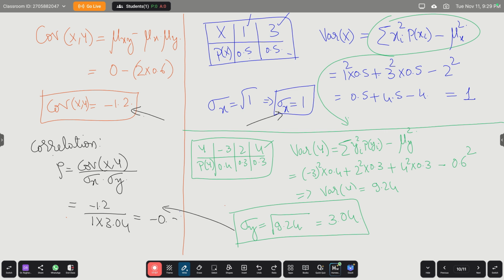If you calculate this, you will get minus 0.395. So the correlation coefficient we got is negative 0.395, which is negative correlation. You can understand it as almost 39 to 40% correlation between x and y, and that too negative. Hope you have understood the meaning of correlation and also how to calculate it. Very simple. You just have to remember, you want covariance and the standard deviations of x and y.